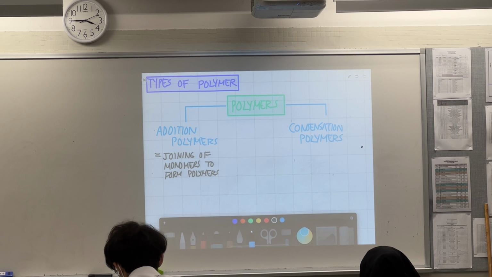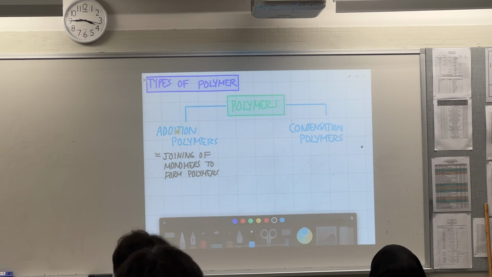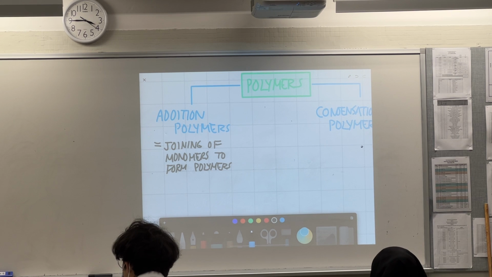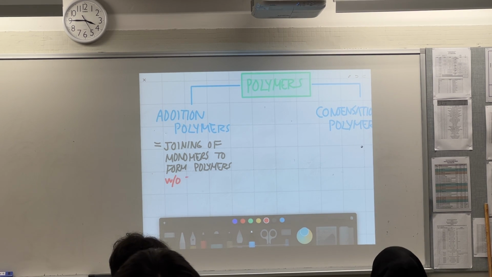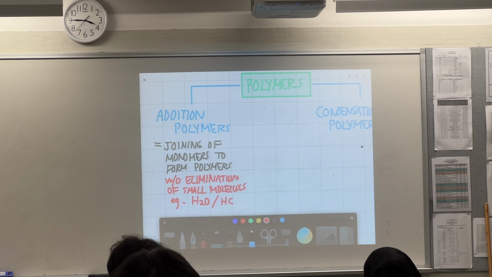When you add stuff together, you don't remove things. Because if you remove things, you would have subtraction polymer. You don't call it subtraction polymer. You call it addition polymer because you're just joining monomers to form polymers without elimination of small molecules, such small molecules as H2O or HCl.